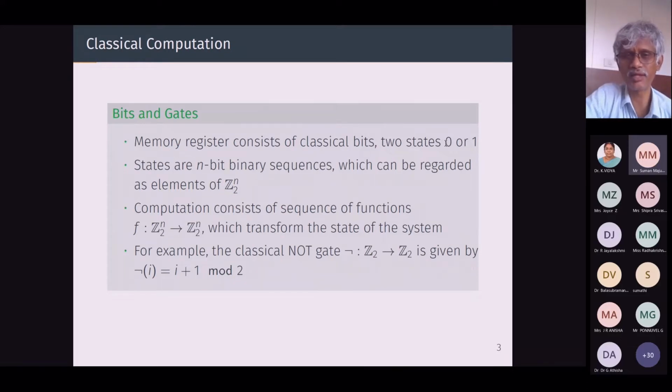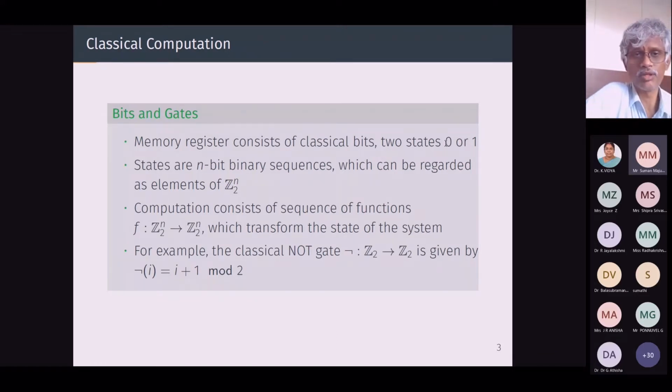For example, this is blackboard-bold Z sub 2 to the power n. Maybe people write it as {0,1} to the power n, but because this was written by a mathematician, they follow this notation. This Z sub 2, you can think of as {0,1}, so to the power n means you have n-bit binary sequences. The usual operations like bitwise OR and bitwise AND are allowed. And computation, as we know, consists of a sequence of functions f from Z2 to the power n to Z2 to the power n, which transform the state of the system.